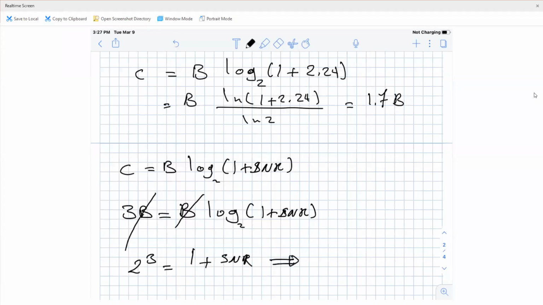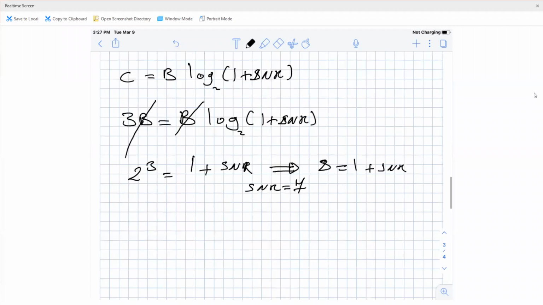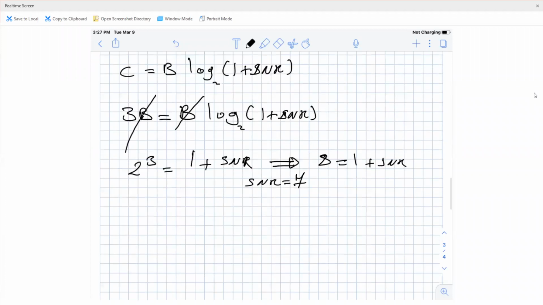And this will be 8, equals 1 plus SNR, and SNR equals 7. Okay, this will be the signal to noise ratio in the system. Of course, you can convert it into dB by taking the SNR in dB, which will be B log base 2 of 1 plus 7. Okay, that's it. This is the solution of the first example.